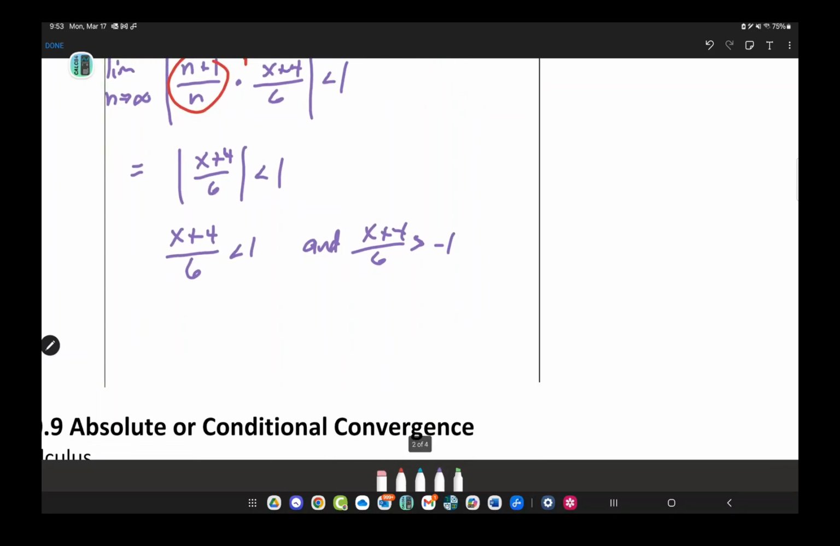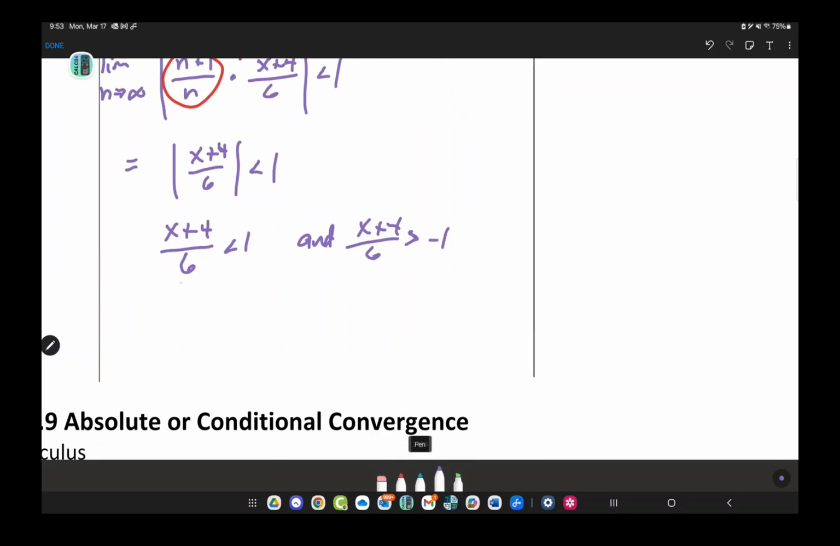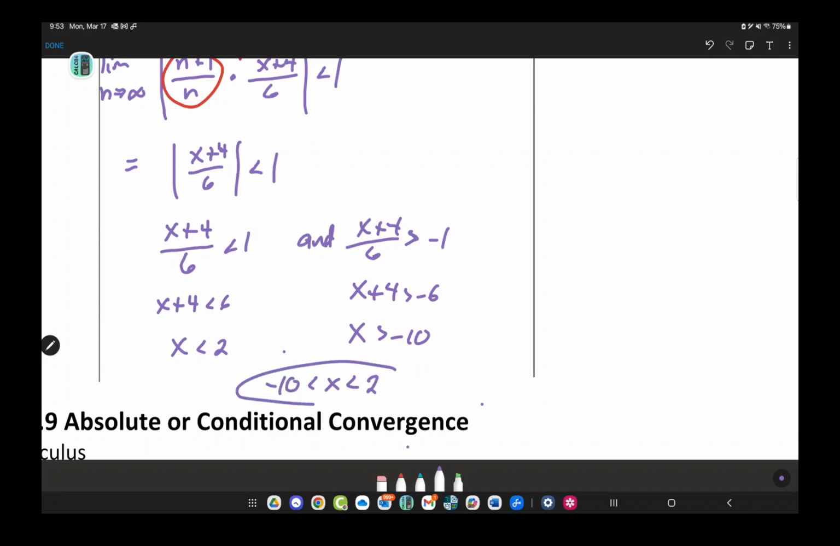Which means multiply by 6: x plus 4 is less than 6. Subtract 4, x is less than 2. X plus 4 is greater than negative 6. Subtract 4, x is greater than negative 10. So for what values of x does this converge absolutely? Between negative 10 and 2.